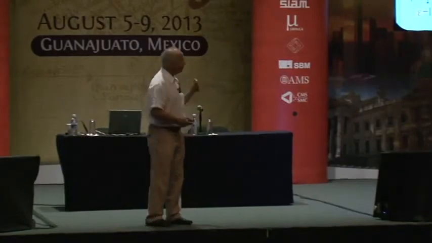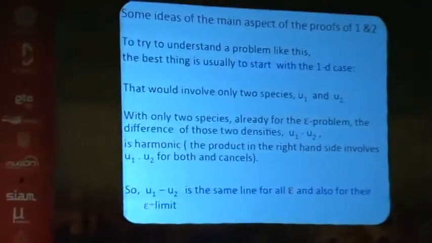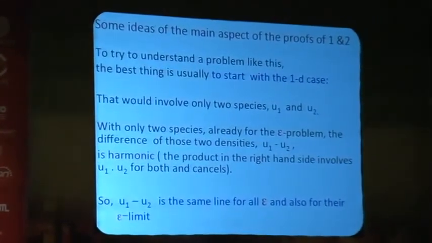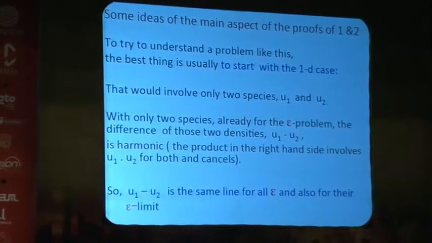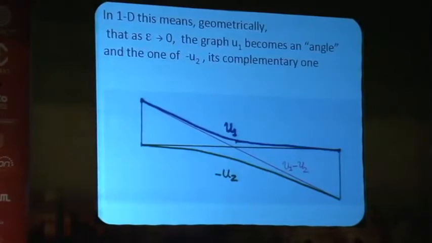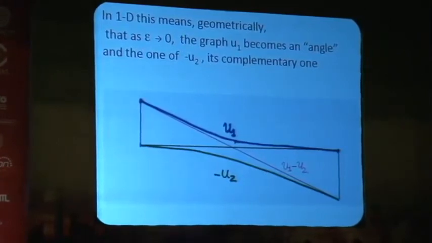because if you subtract U2 from U1, remember the right-hand side here was the same for both, right? And so if you subtract it, the right-hand side goes away. So U1 minus U2 just satisfies UXX equal to 0. So U1 minus U2 is a line, okay? So in 1D, you have that U1 minus U2 is a line.